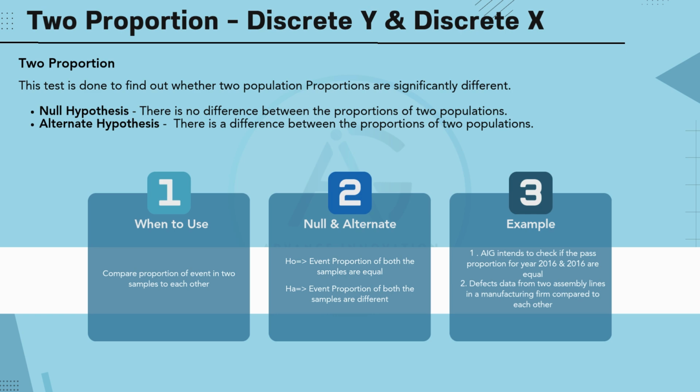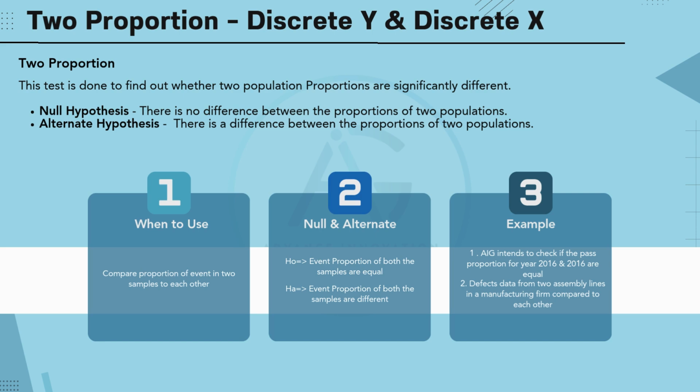First, let's understand the hypotheses. Null hypothesis, H0: there is no difference between the proportions of the two populations. In other words, both groups have the same proportion of success, failure, defects, etc. Alternate hypothesis, H1: there is a difference in proportions between the two groups.